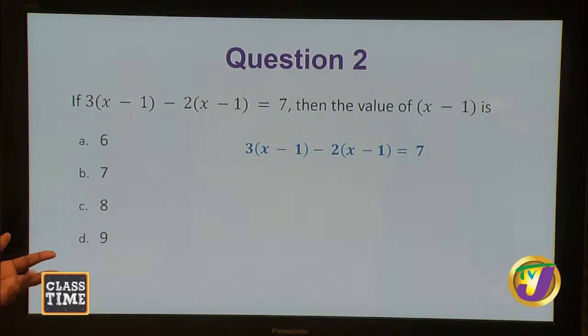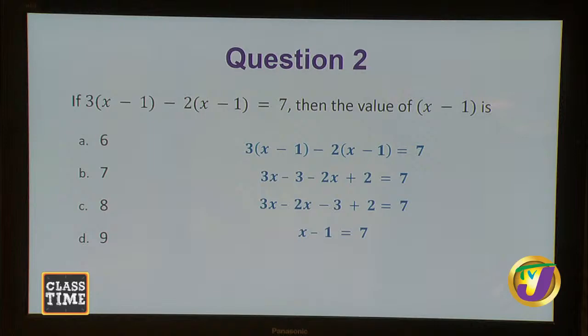Okay, so we would distribute 3 across what's inside of the bracket there, which is x subtract 1, and likewise distribute 2 to what's inside of the bracket x subtract 1, and simplify. When I simplify, I did get the same answer.